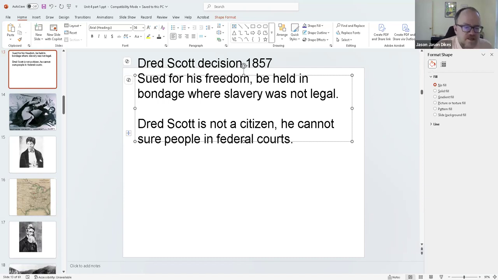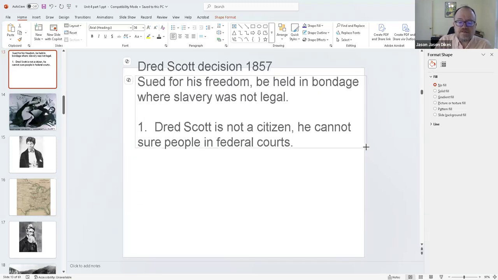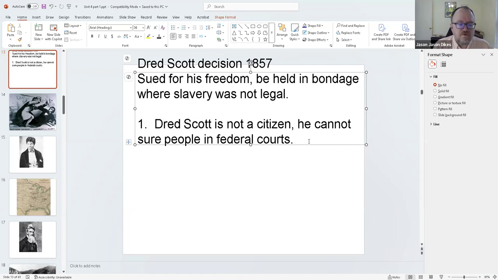Dred Scott is not a citizen. He cannot sue people in federal courts. Now, this has been overturned. There have been rulings since then that non-citizens can, if you've been paying attention to the news, non-citizens can sue in federal courts. How can Dred Scott not be a citizen if he was born in America?